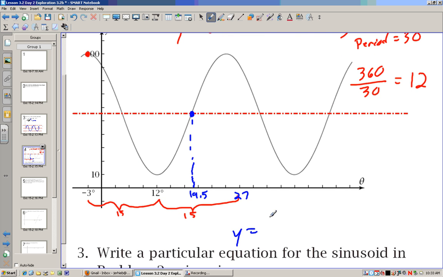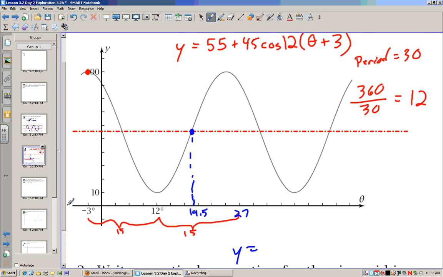Y equals 55, because my sinusoidal axis stays the same. The amplitude is the same. Now if I change it to sine, the horizontal dilation is the same. Now I'm just moving it to the right, 19.5.